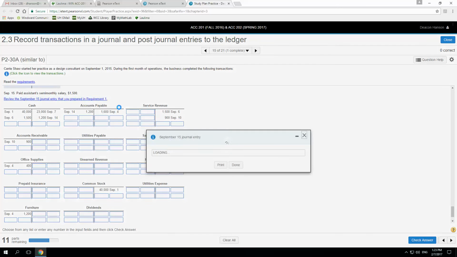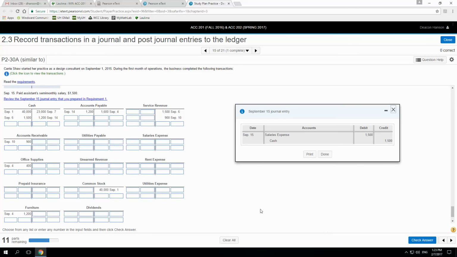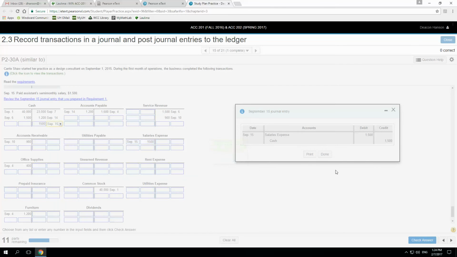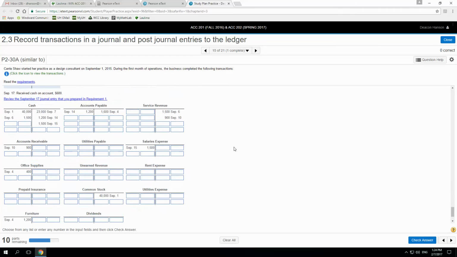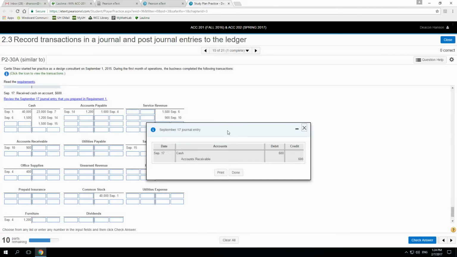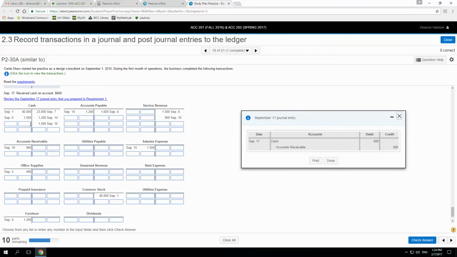September 15th. We got salaries expense. That's a debit to salaries expense and a credit to cash of 1,500. Okay, now I'm on September 17th. I got a debit to cash of 600 and a credit to accounts receivable of 600.